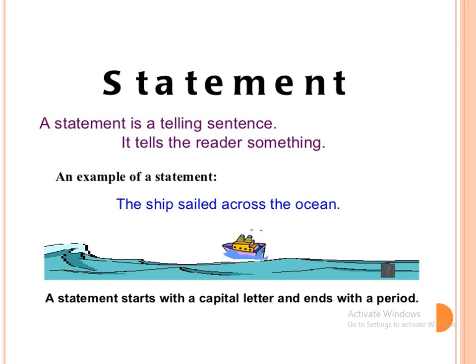If it's a question, it's not gonna tell me. It will ask me, and you must answer. So the statement must tell you something. So as here in the first sentence, the ship sailed across the ocean. Is he asking you a thing here, or is he just telling you? Yeah, he's telling you that this ship sailed across the ocean. Very good. It starts with capital letter, ends with period. And when my sentence starts with capital letter and ends with period, that means it's a statement.